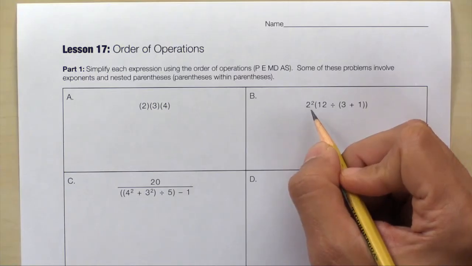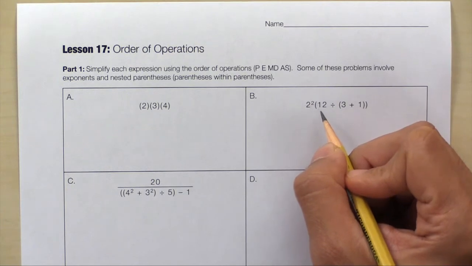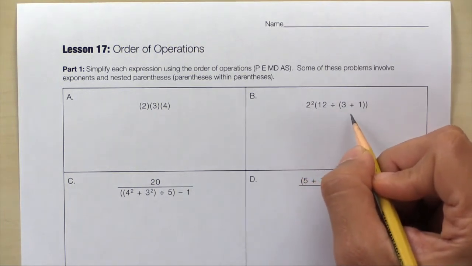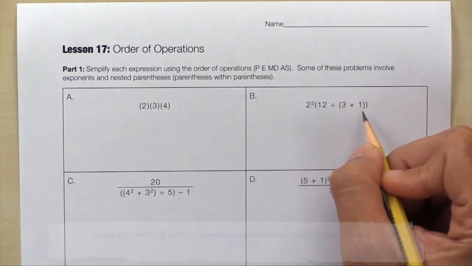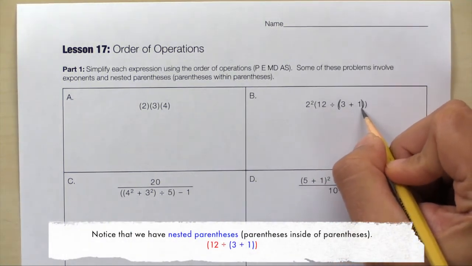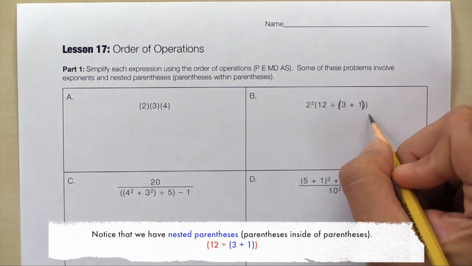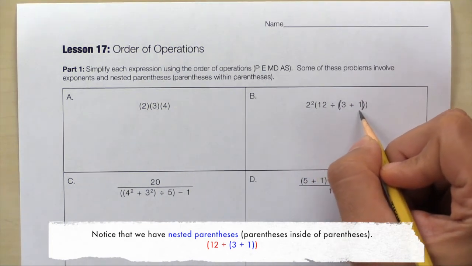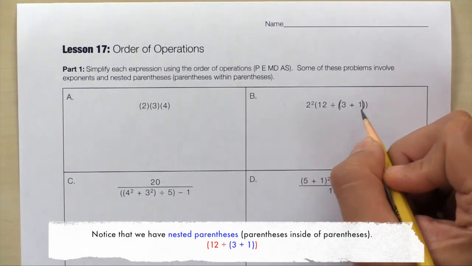Let's look at box B. Here we have 2 squared times 12 divided by 3 plus 1. And notice that we have nested parentheses, or parentheses inside of parentheses. So we need to take care of this nested parentheses first.